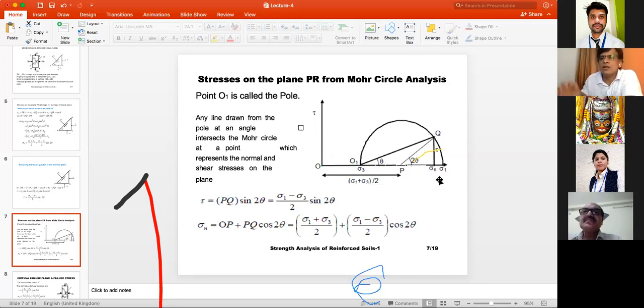We want to find out the shear stress and normal stress, tau and sigma n. This tau is equal to, from the similar angles, and if you draw a tangent from the focal point, PQ is the radius of the Mohr circle.